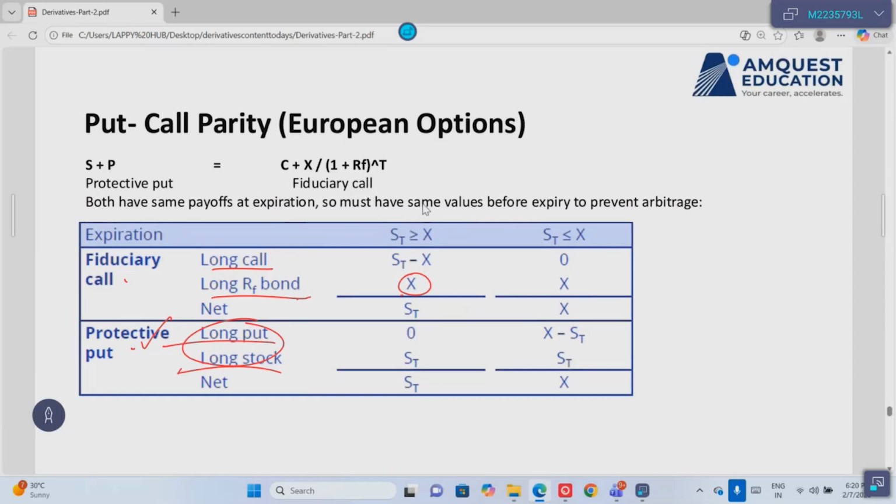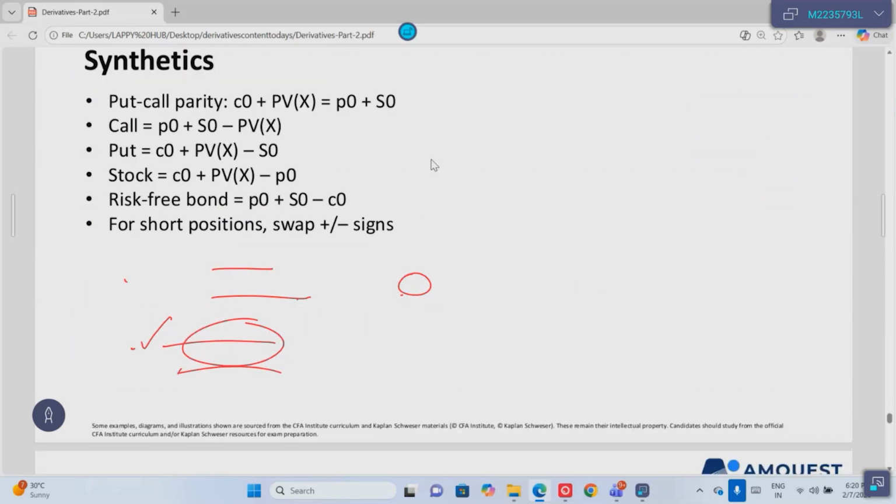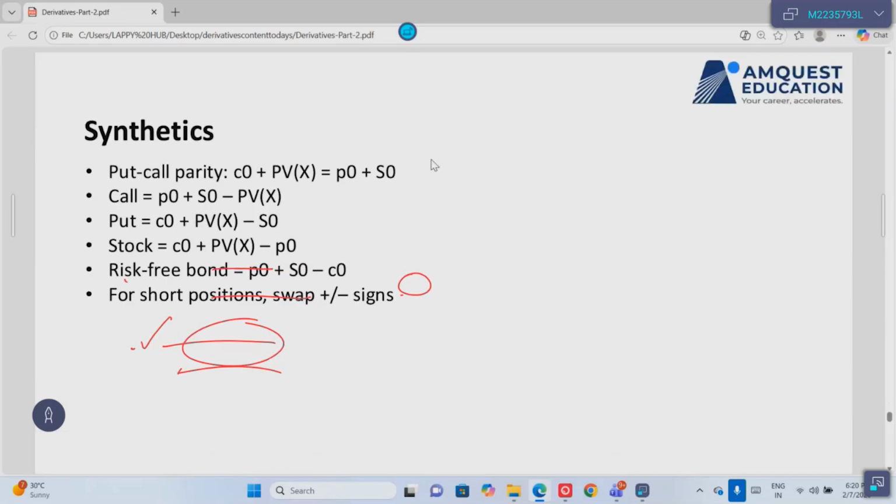Obviously, this parity has to work, otherwise people will do arbitrage, and therefore an arbitrage opportunity becomes possible. Clear? We'll put an example, but quickly synthetics of this. What is put call parity? It is an option formula where we say call price plus PVX is equal to put price plus stock. This should always work. If this does not work, people will do arbitrage and make millions of money.